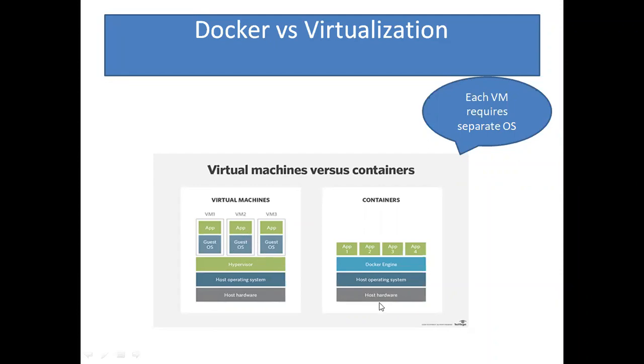But in the case of a container, as you see, there is the host machine, and on top of that an operating system needs to be installed, and then the Docker engine. There is no guest OS required to run containerization. So how does the application run? How does it utilize the operating system? The application uses the base operating system, the host OS. All the dependencies will be used from the host.